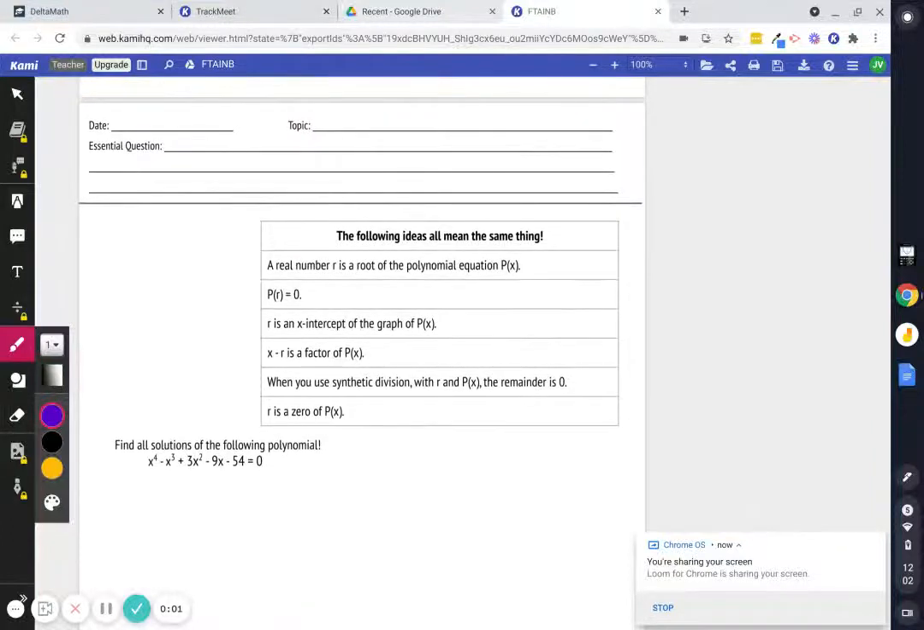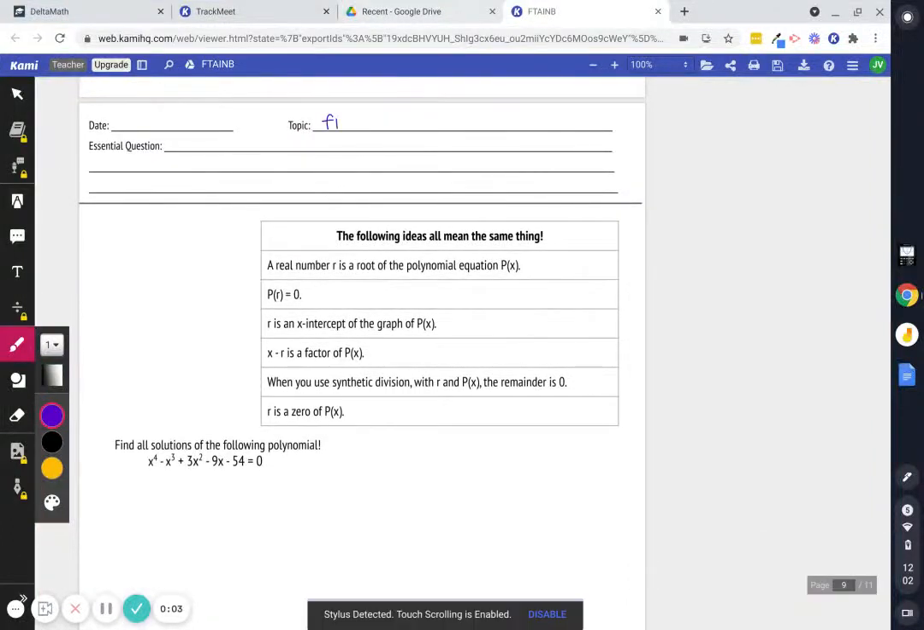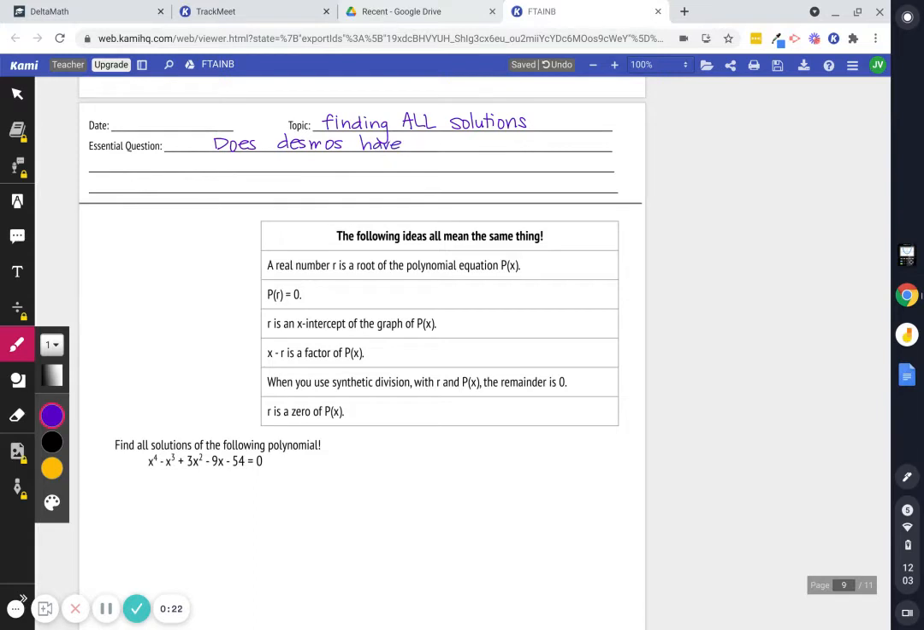Hey guys, we're going to dig into some notes today on finding all solutions. Okay. And my question for you is, does Desmos have all the answers?